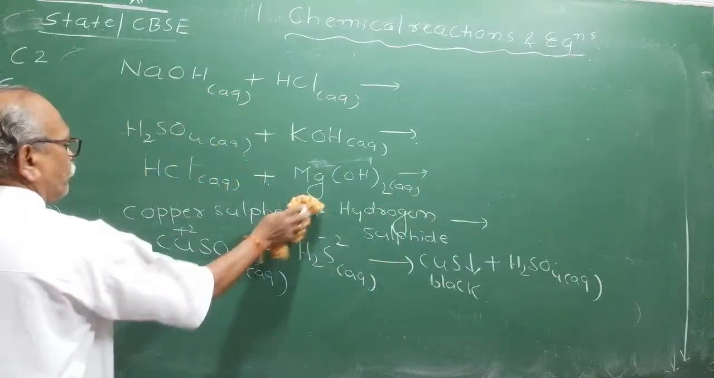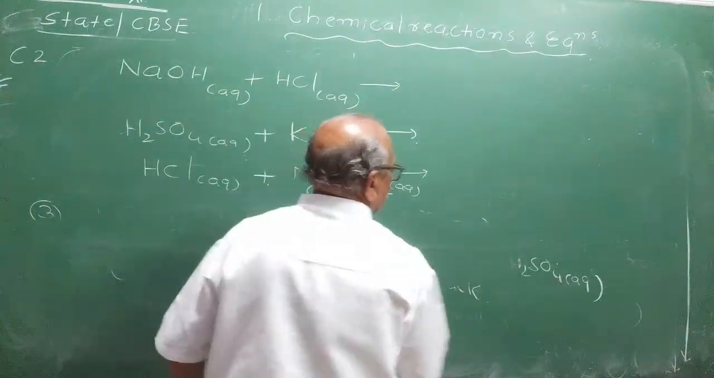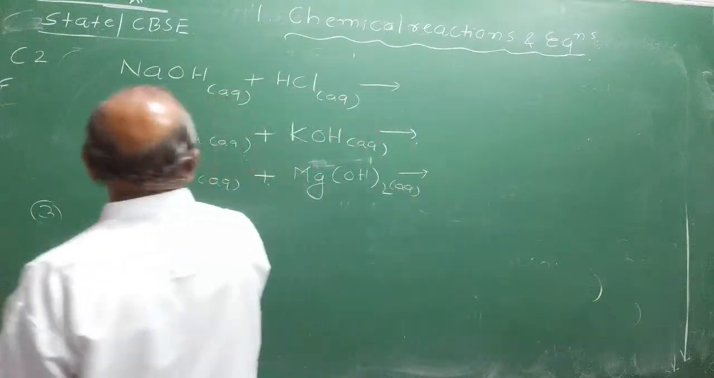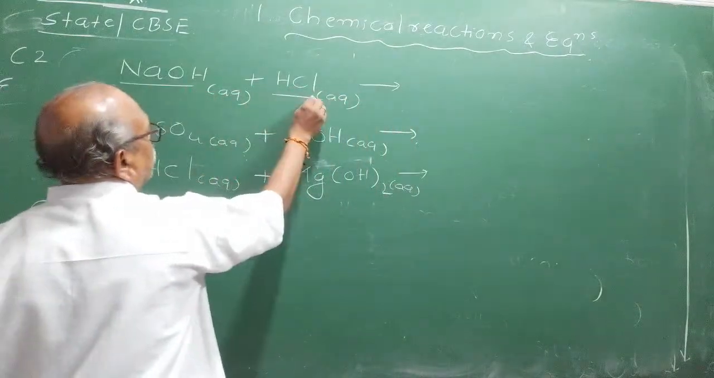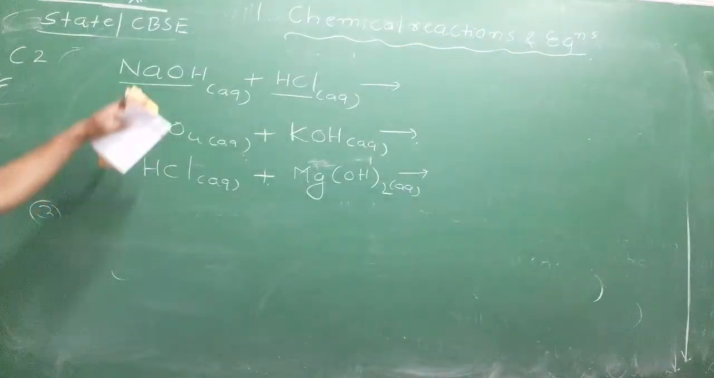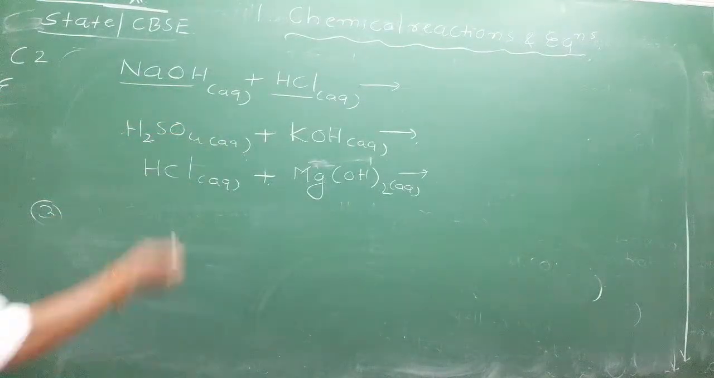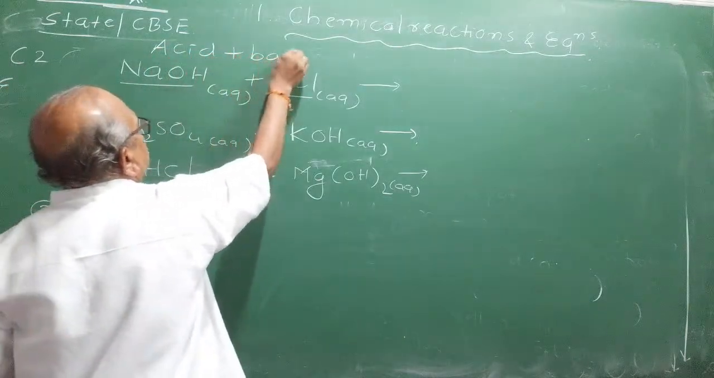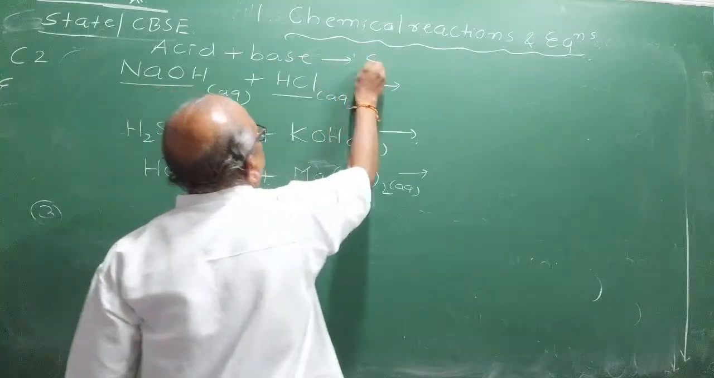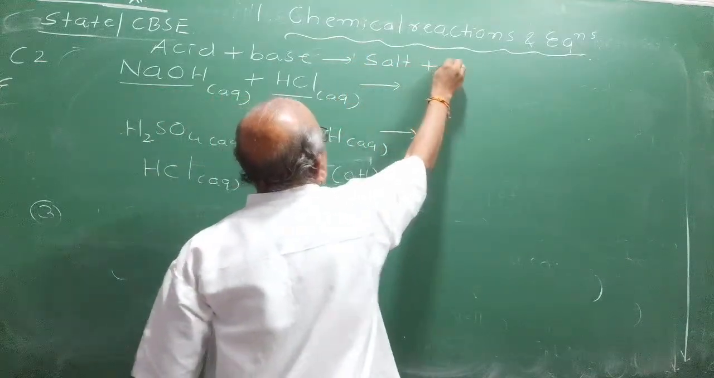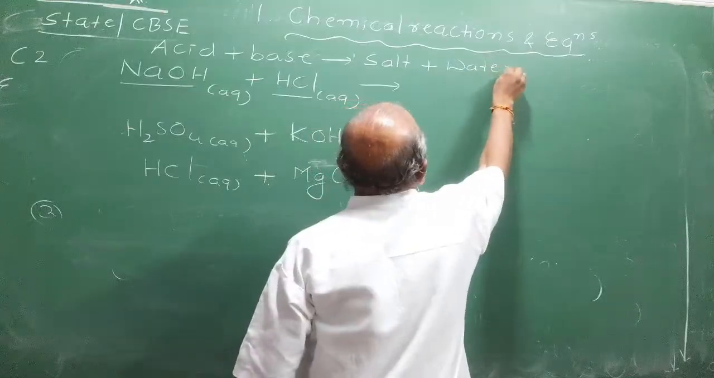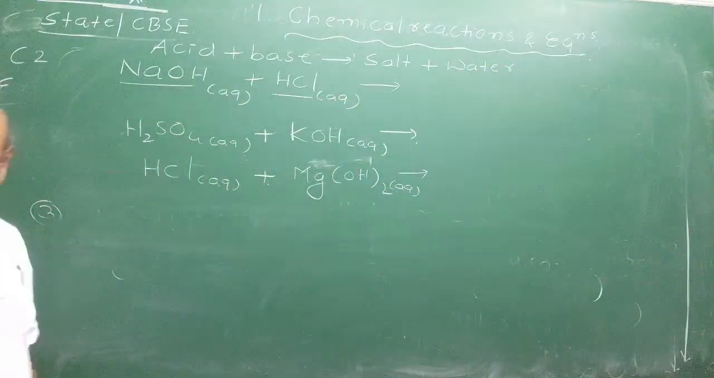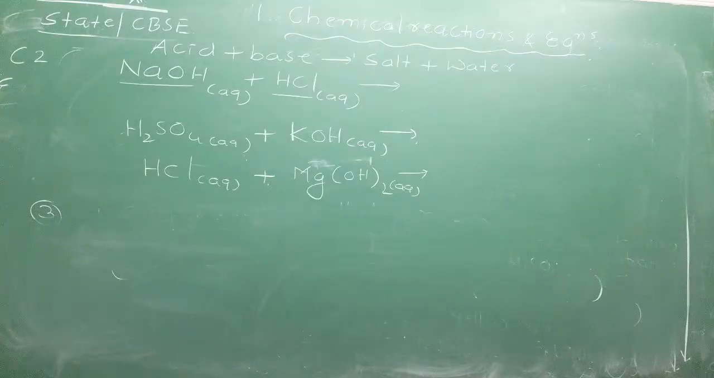Now, can any one of you identify these reactions? Sodium hydroxide is a base. Hydrochloric acid is an acid. Remember, when an acid reacts with the base, it will form salt plus water. Salt plus water. What is this reaction called? Name of the reaction.